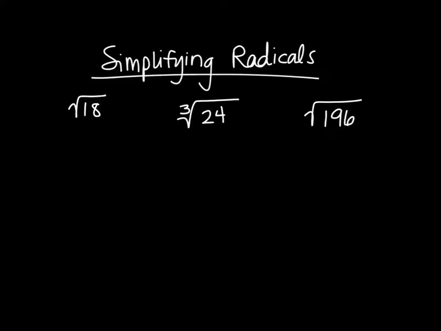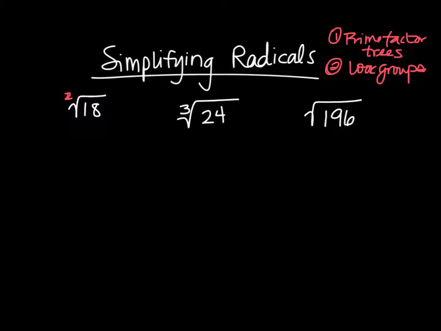Okay, so simplifying radicals really just requires 2 steps. The first step is we need to make prime factor trees, which you have maybe not done for quite some time, but they're very easy. And then the next thing we're going to do is look for groups, and I'll explain that when we do our first example. All right, so this first example, the square root of 18. So remember, there's secretly a little 2 right there. That's going to come in handy in just a second.